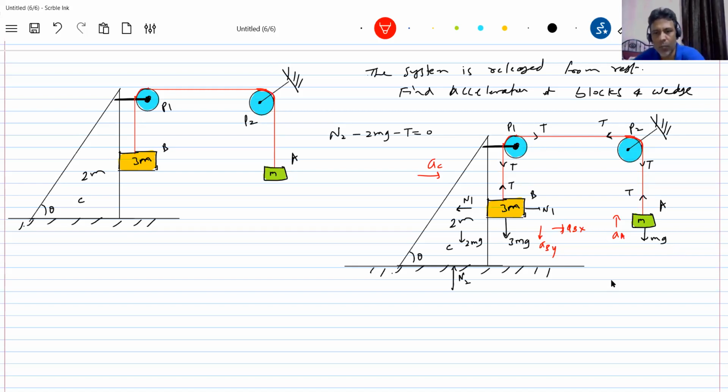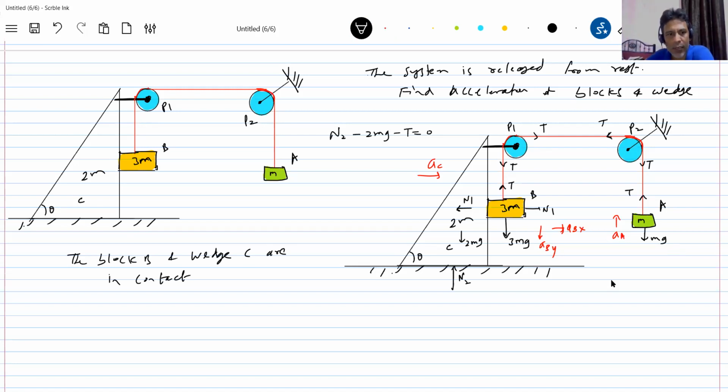Then, are the block B and the wedge in contact? Yes, they'll be in contact, no? So ABX should be equal to AC. The block B and wedge C are in contact, so acceleration along the common normal must be equal. Therefore, what is the first constraint equation? ABX should be equal to AC.